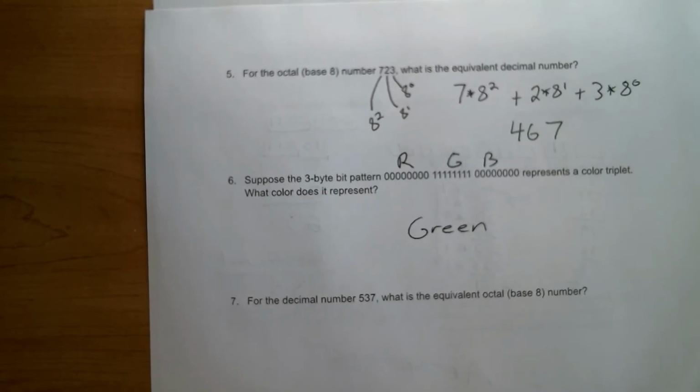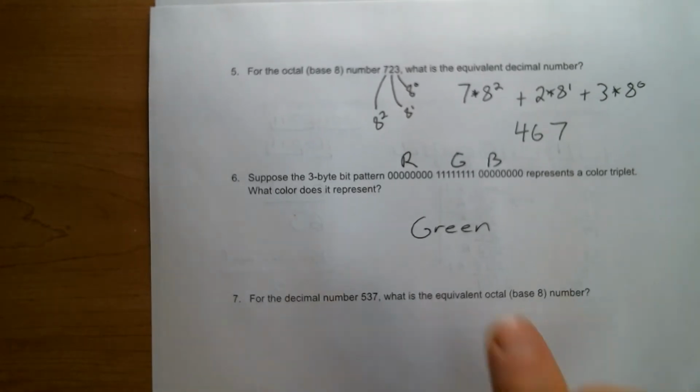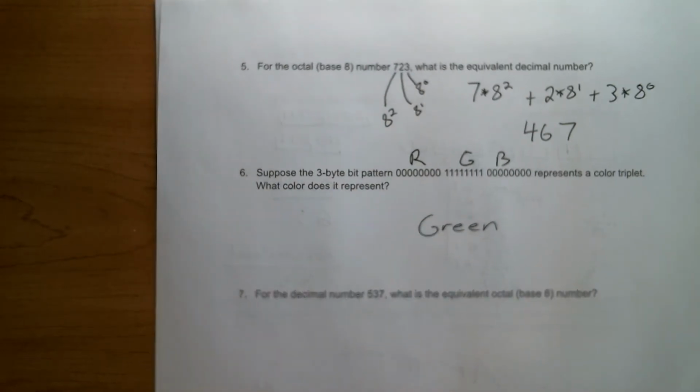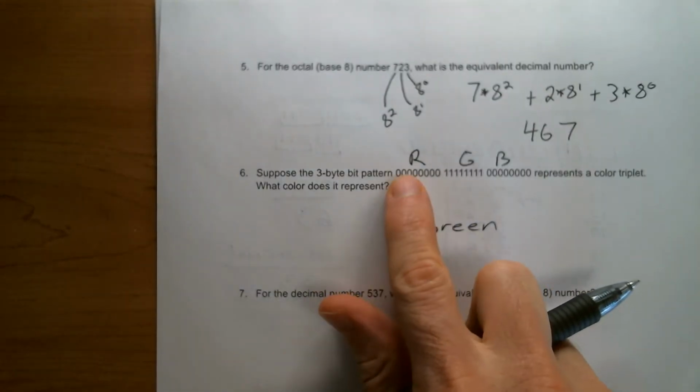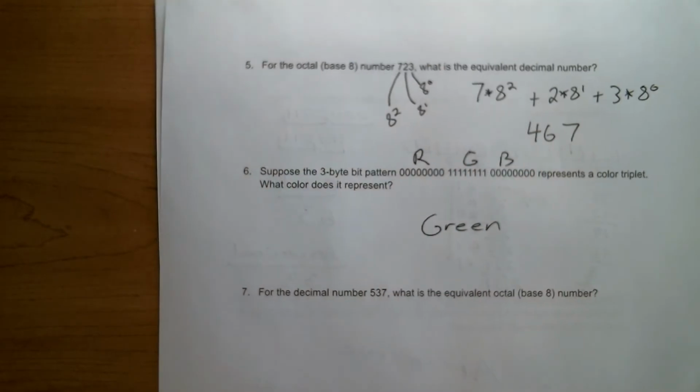All right, some common ones that you should be familiar with. Everything off is black, everything on is white, and then you should know that red comes first, green's in the middle, and blue comes last.